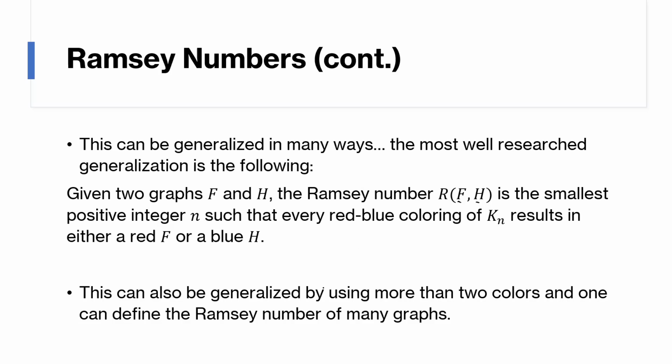You can also generalize this problem by considering more than two colors. So look at red, blue, green colorings of K_m that admit either a red F, a blue H, or a green G, something like that. So you can generalize this to more colors. That's an even harder problem.